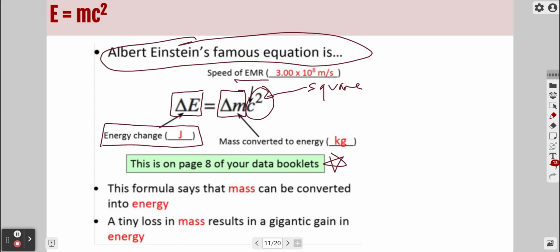And this formula is saying that mass can be converted into energy. Okay, so whatever mass is lost, if you multiply it by the square of the speed of light, that tells you how much energy is gained or lost. Okay, and a tiny loss of mass results in a lot of energy. So we can use this formula to figure out the amount of energy that a nuclear reaction will create.